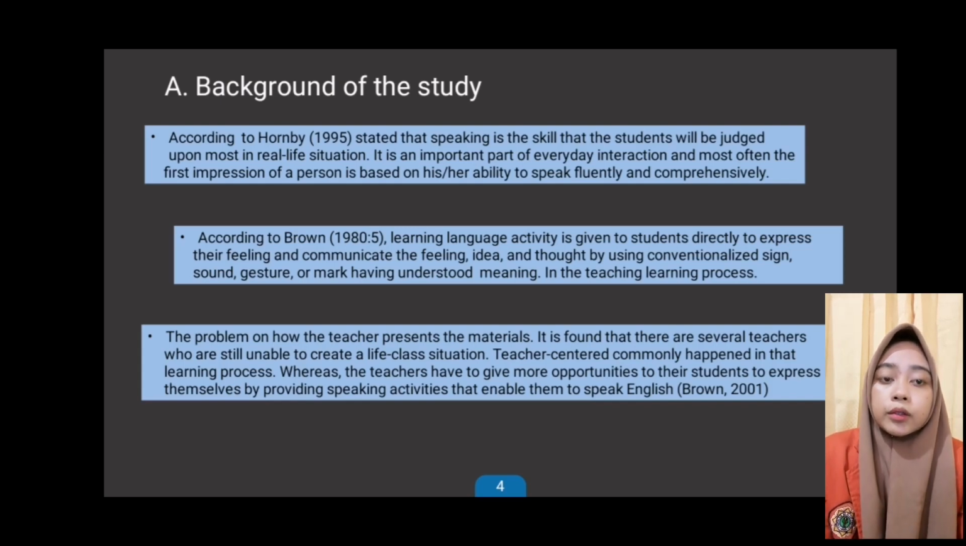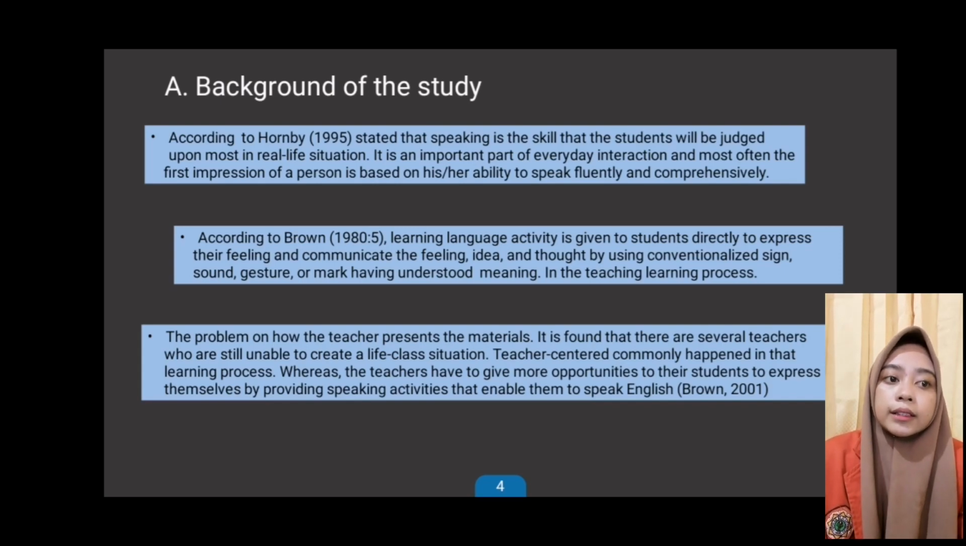And then according to Brown, 1980, learning language activity is given to students directly to express their feelings and communicate their feelings, ideas, and thoughts by using conventionalization, sound, gesture, or mark that has understood meaning in the teaching learning process. And the next, the problem on how the teacher presents the materials.